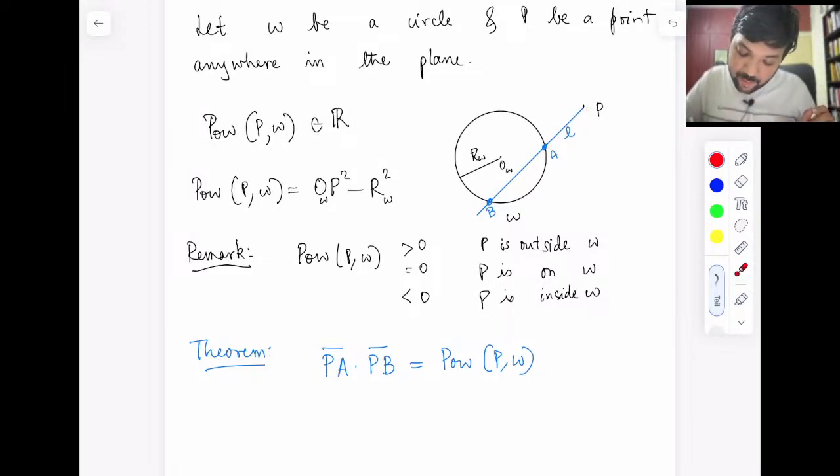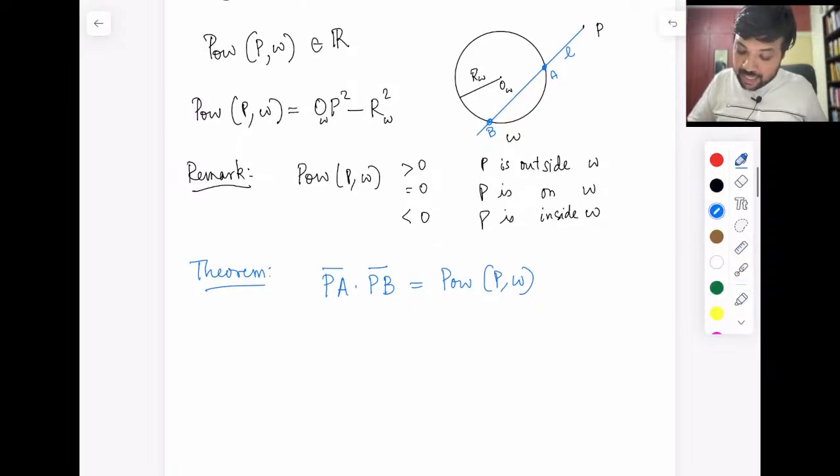Think of it this way, like if you put a coordinate axis on this line, then if P were the origin, then A would be negative and B would be negative, right? So PA into PB would be positive, correct? So that's one way to think about directed segment. The best way to think about it is that if P is outside AB, then PA into PB is positive.